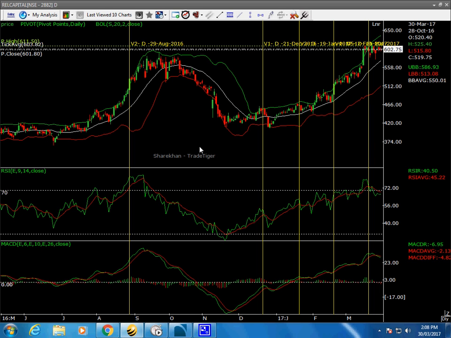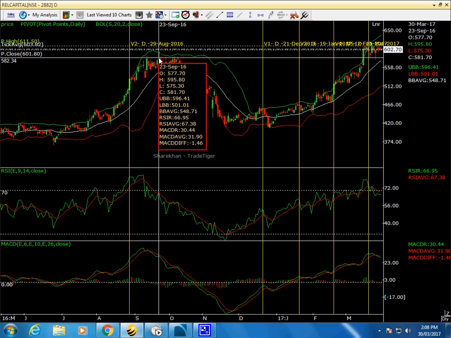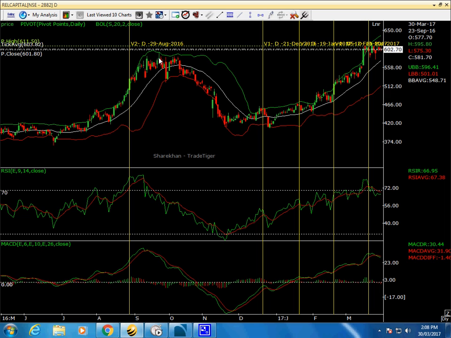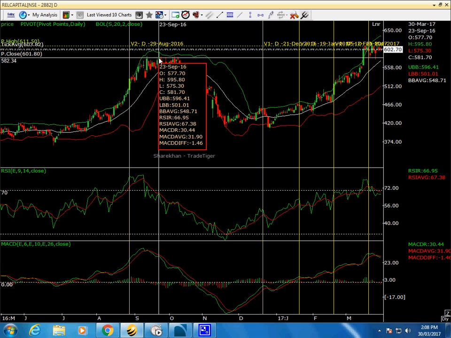Now this is the Reliance Capital's movement in this daily chart. Okay, now before this, what is the range here? Because I have taken this particular range. This is this particular candle. This is about 23/9/16, 23 September 16 I have taken, and the high was 595.80.